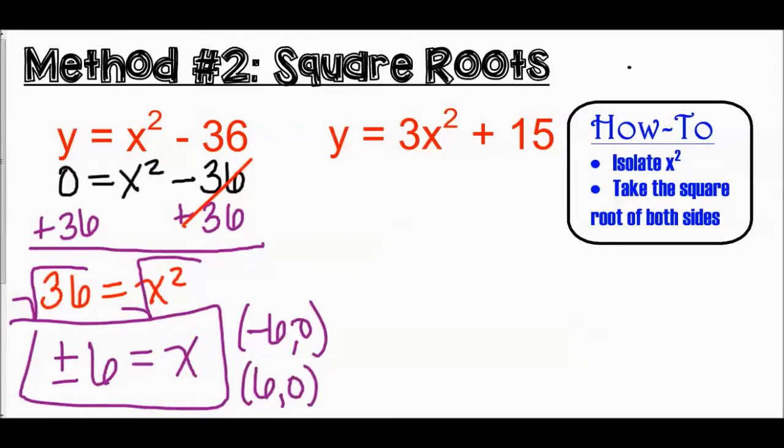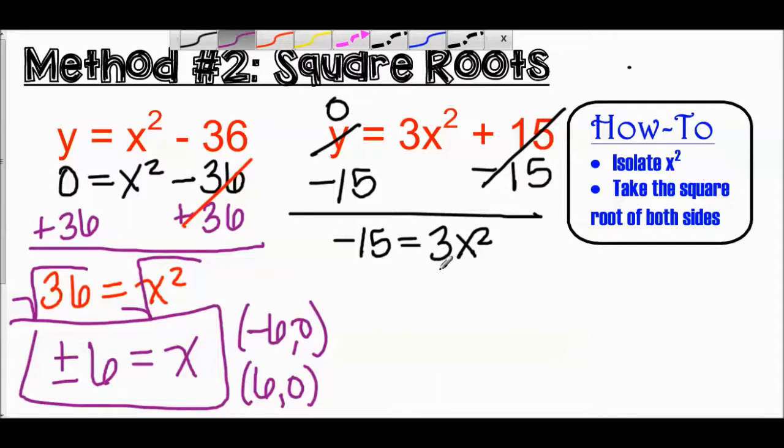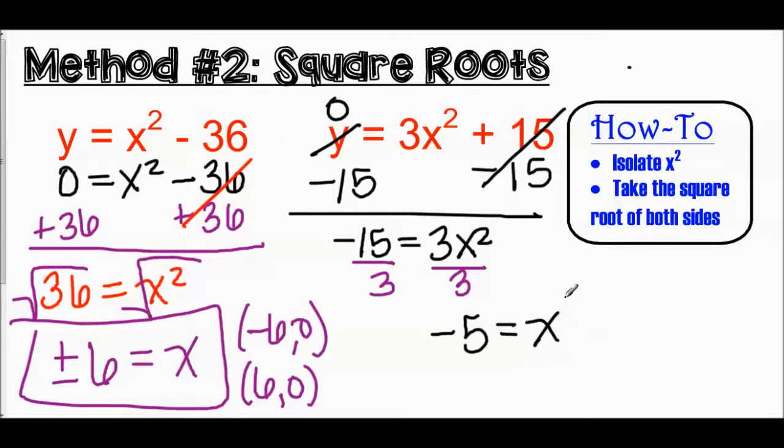Let's look at this other example of y equals 3x squared plus 15. Remember, our first step is to isolate x squared. So we would subtract 15 on both sides. I'm going to go ahead and make that y the 0. 0 minus 15 is negative 15 equals 3x squared. 15 minus 15 cancels. Then I'm going to undo multiplying by 3 by dividing by 3 on both sides. Negative 15 divided by 3 is negative 5 equals x squared.